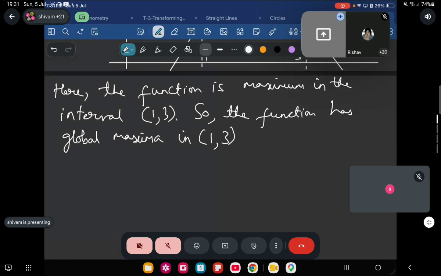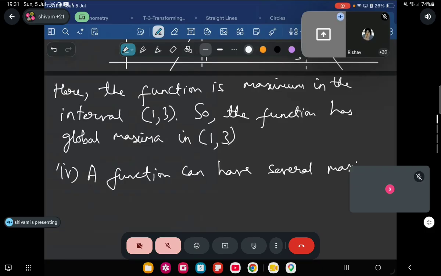Okay, next, number 4. A function can have several maxima and minima. Right? Tell me, everyone, can anyone give me an example? A function can have several maxima and minima. Sin x.